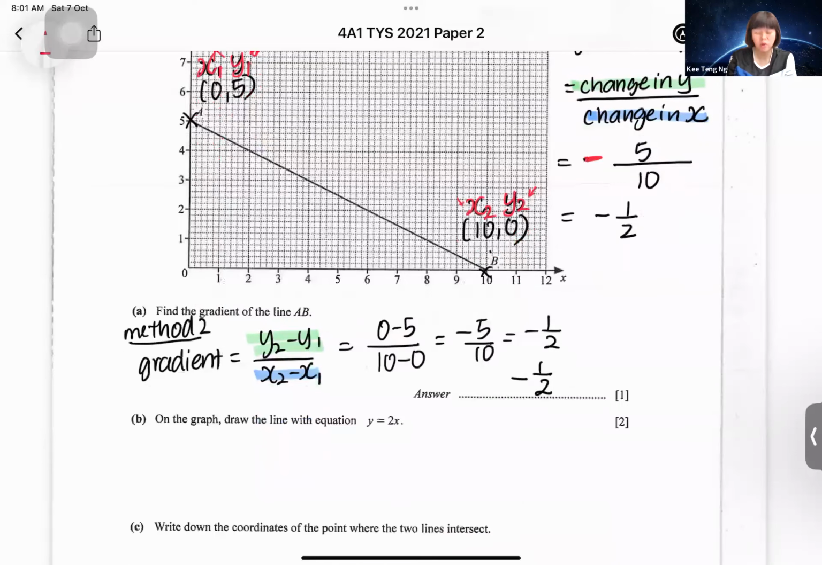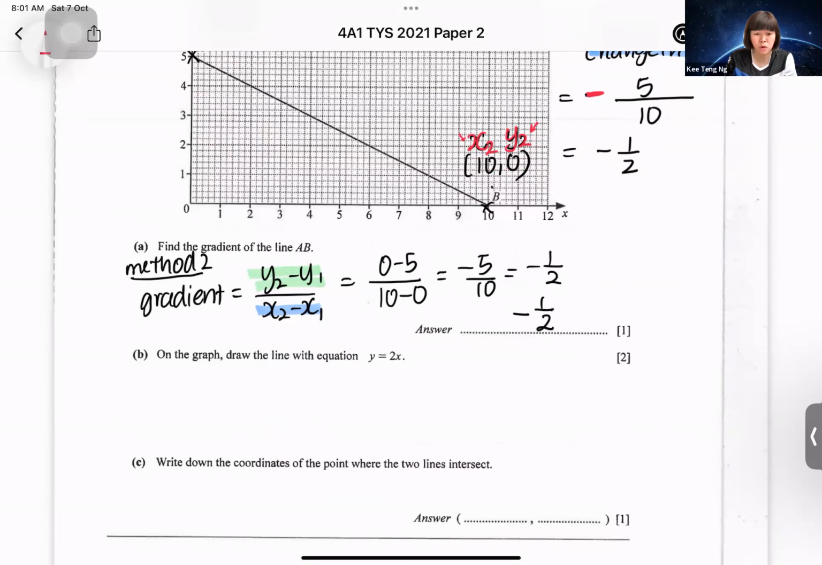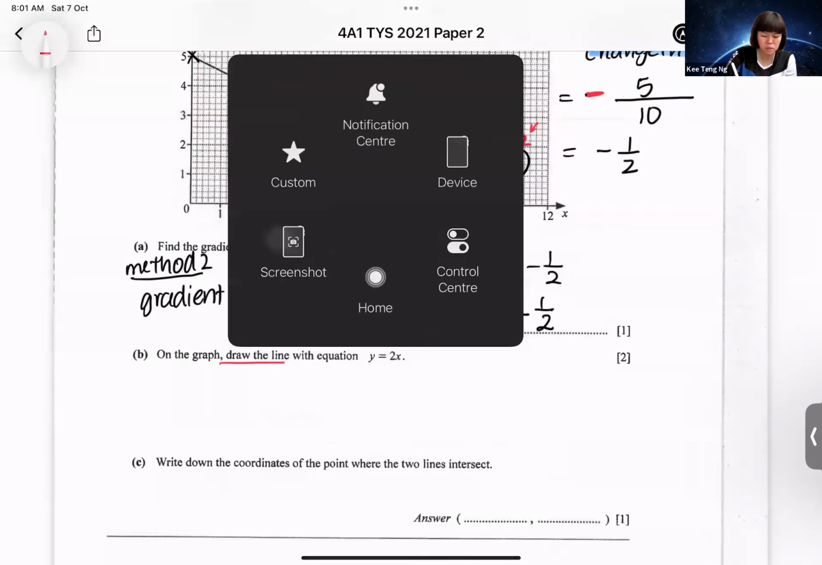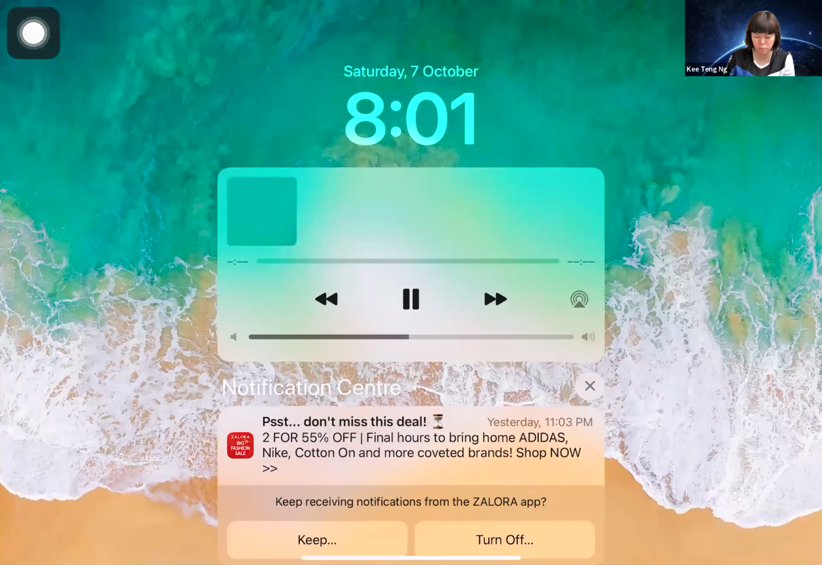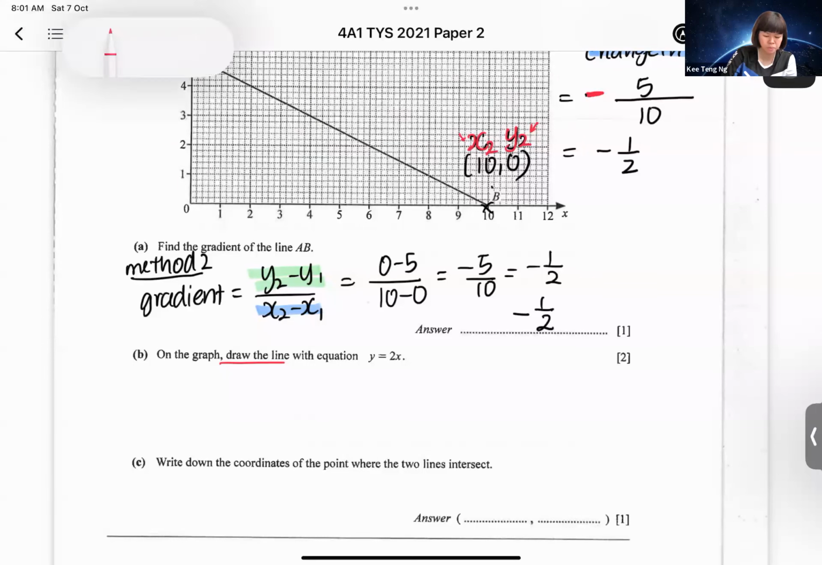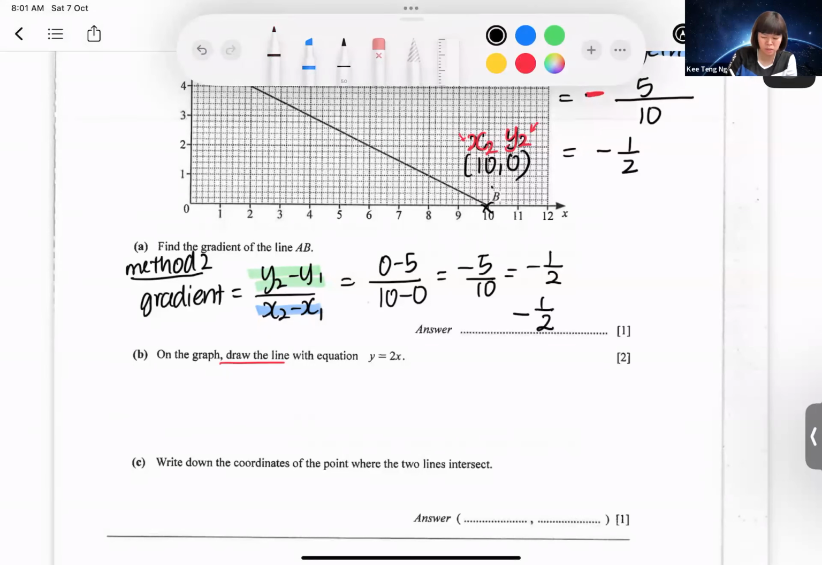Next one, draw on the same graph, draw the line with equation y equals 2x. Now, when you see this kind of question that says draw the line on the graph itself, immediately you must think of our chocolate bar. They give you the equation, right? y equals 2x.